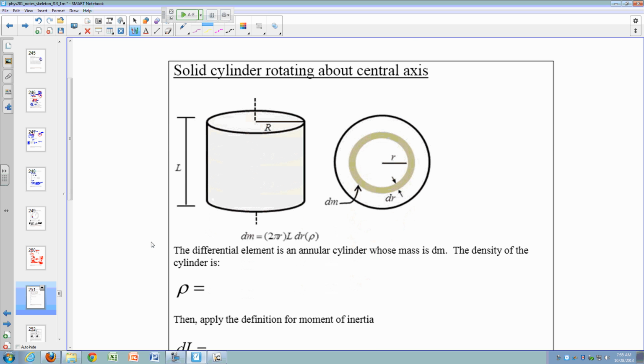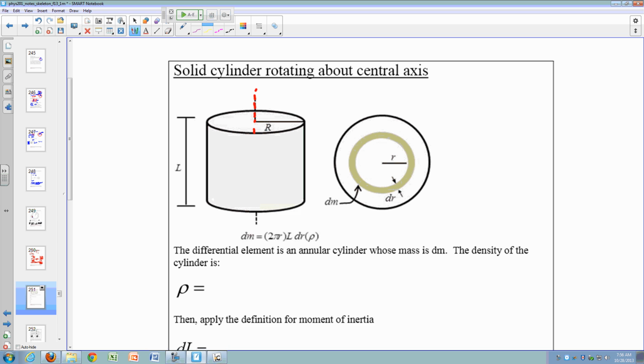All right, let's look at a solid cylinder rotating about a central axis. So this is a cylinder that's rotating about an axis down through its middle. Often with these things, it's a lot easier if you can break them into smaller shapes, or your differential elements don't have to be just point particles. They can actually be like shells, or in this case, like a thin cylinder.